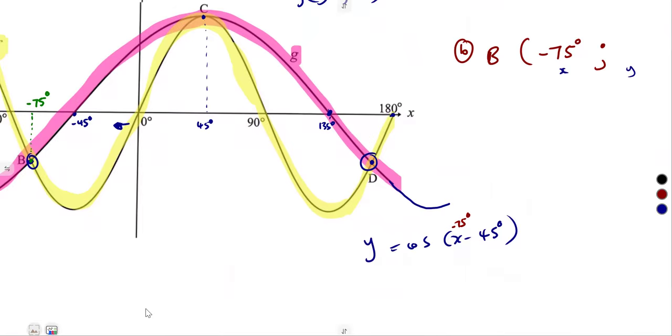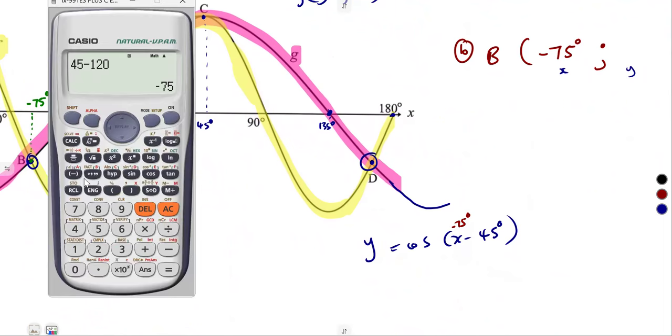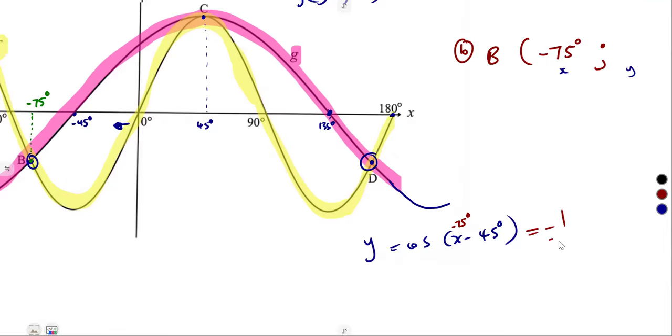Simplify on your calculator. So this is what? Cos of minus 75 minus what? 45, like this. So that was going to give us minus 1 over 2. So this is negative 1 over 2. That's the y value corresponding there, minus 1 over 2. So we've got the point B.